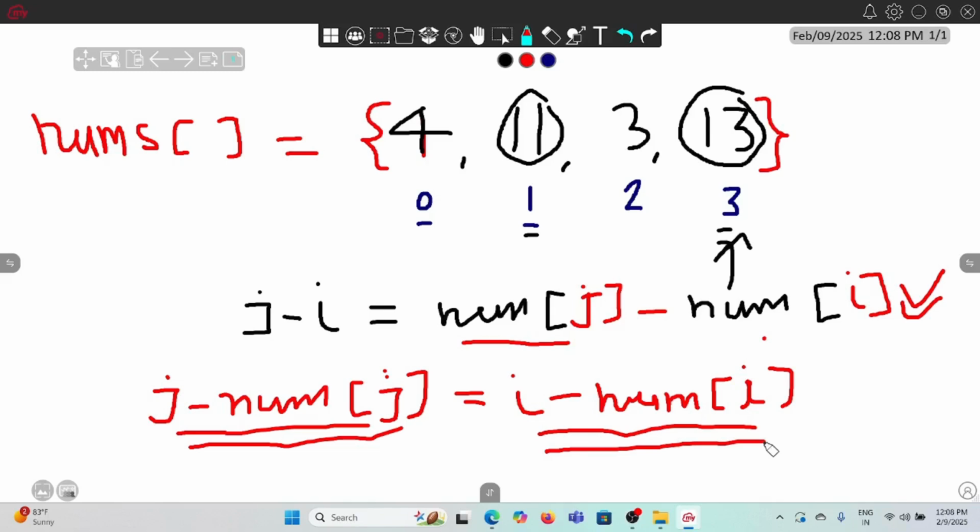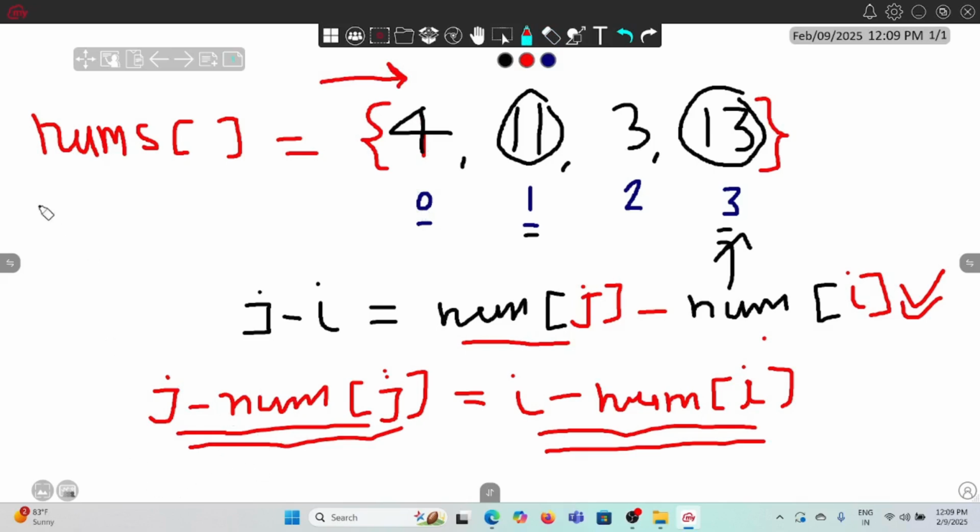So remember, right now we are calculating for the good pairs. Now what will happen is we will have a hash map. In the hash map we will keep on storing the differences. So we will traverse through this array like this, and at any point of time we will compute this difference.